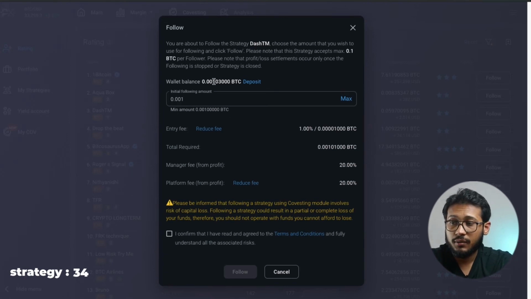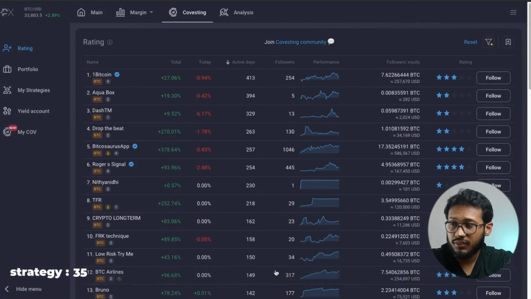So in my wallet there is at the moment 0.00103 BTC available, and I can invest in this strategy, and the total required is 1.01 in order to start investing. The manager fee is again 20% and the platform fee is 20%. This fee will reduce if you invest a larger amount. So I will not invest in it as I've already invested in 2 strategies.